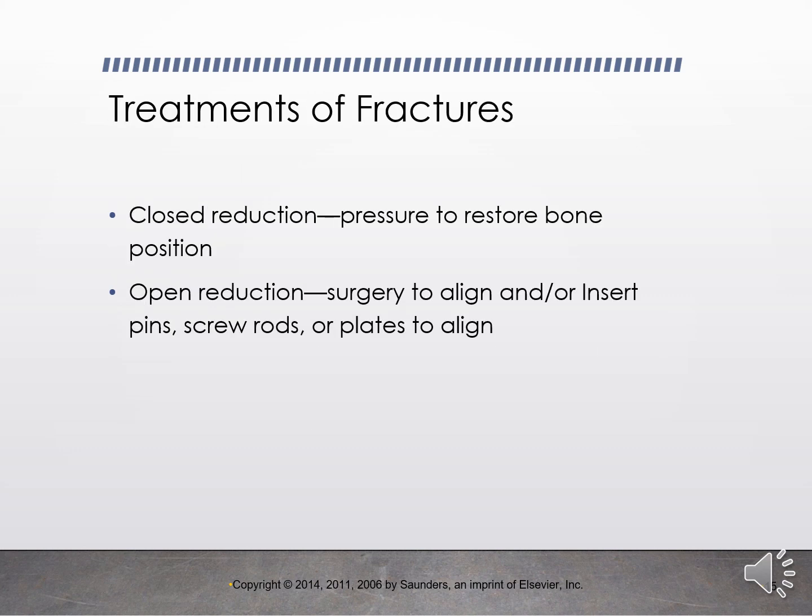Immediate splinting and immobilization of the fracture is important. This helps to minimize the risk of complications. Reduction of the fracture can be performed to restore the bones to their normal position. Closed reduction is using pressure and traction to put them back into position. Open reduction is a surgery to align the bones, and we use pins, screws, rods, or plates to keep them in place.